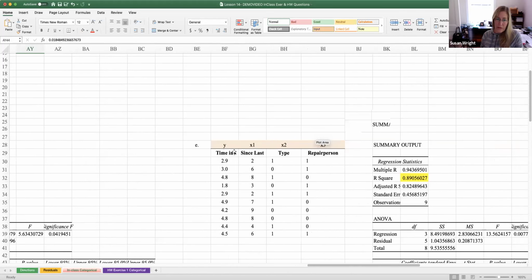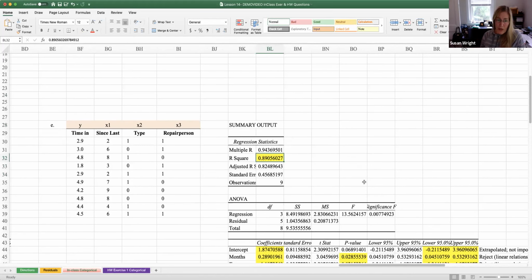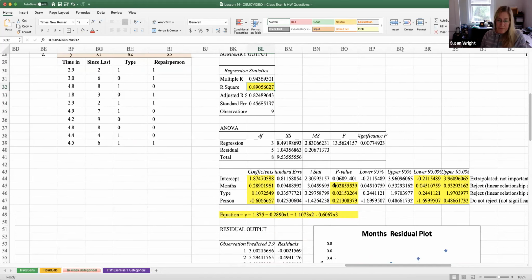So this is Y, time in. This is months since the last. This is the type, electric or mechanical, and this is the person. And look at the power we get out of that. So this one looks like it has a lot more strength. And all of our coefficients here, we got months, we got type, these look significant at the 5% level. This one fails to make it through though.